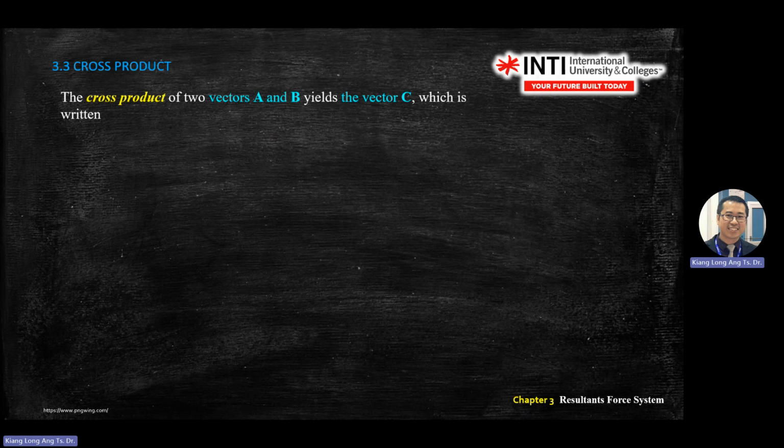Okay, this session we only have 1 hour, so we go into cross products. Earlier, in chapter 2, we have dot product. What do I mean by dot product? A dot B equal to AB cos theta, also equal to AX BX plus AY BY plus AZ BZ. So this is vector, and it becomes scalar.